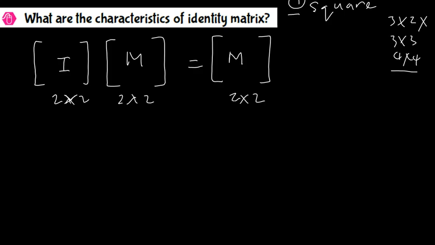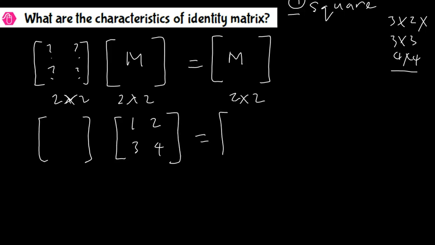The second one, what do you put as the elements here? What numbers should it be? Should it be all 1? What are the 4 elements here? Okay, let's see one example. Let's say this is your identity matrix and you want to multiply with 1, 2, 3, 4. And you should get 1, 2, 3, 4 also, right?